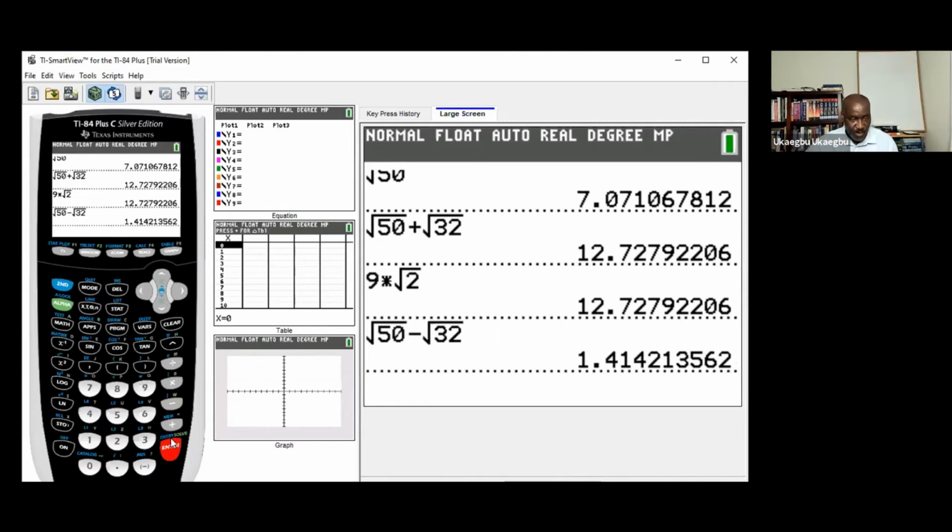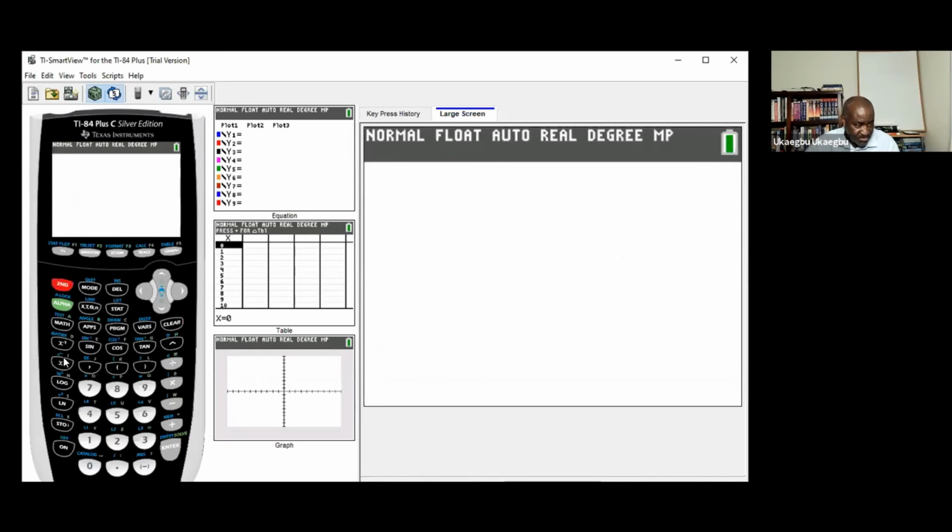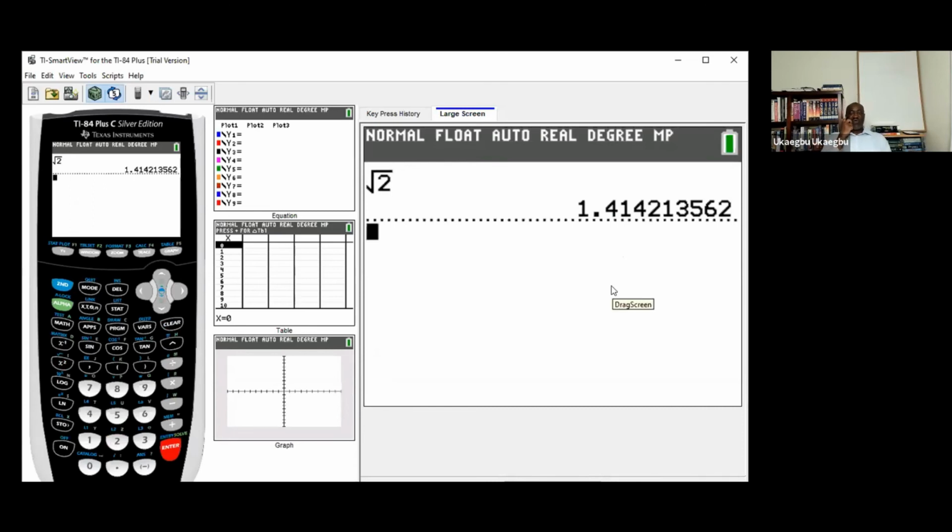So solution 1.414. So now, remember we got square root of 2, right? So now let's try square root of 2. Second function, square root of 2. Second function, square root. Okay, and then we need 2. And we get out of the square root sign and we hit enter. That gives us 1.414.